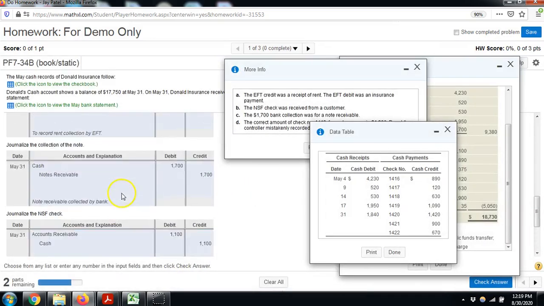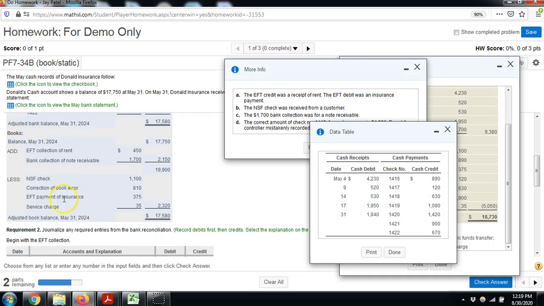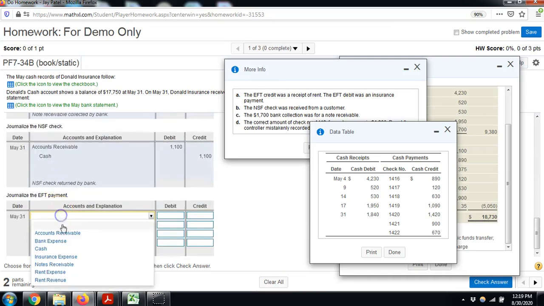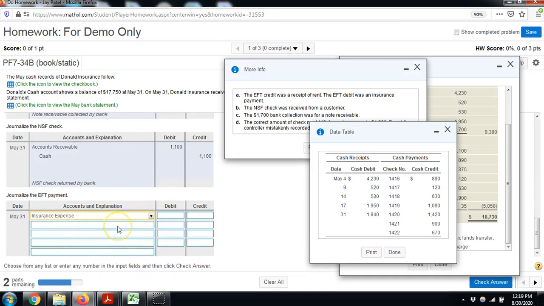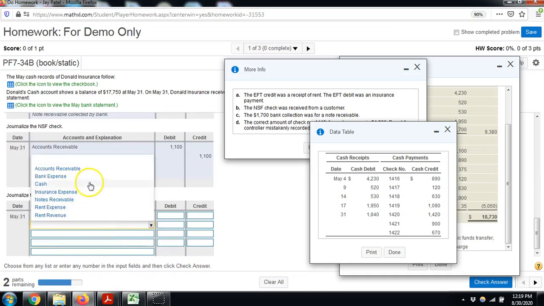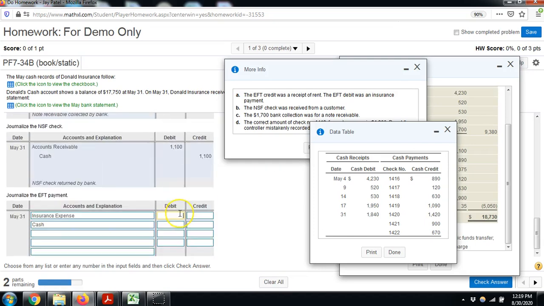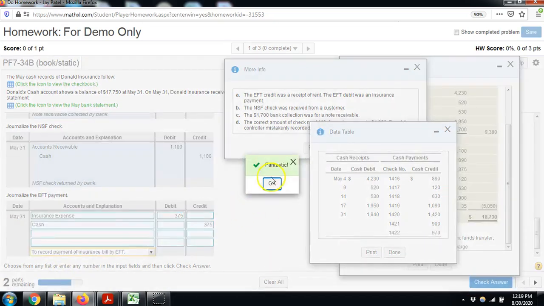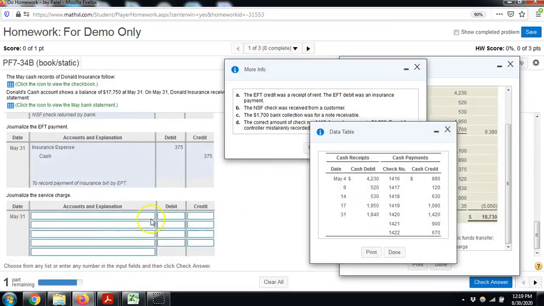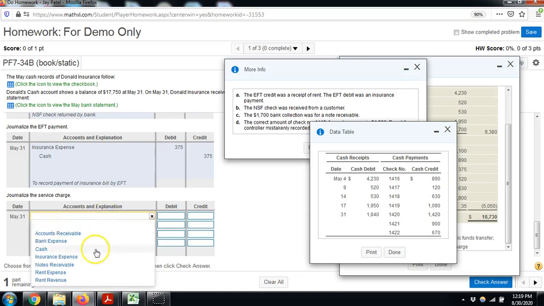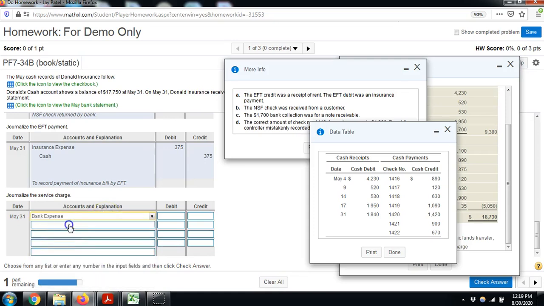Okay, now journalize the EFT payment. So this payment was for insurance. So we have an insurance expense, and we have cash going out of $375. And then finally the service charge. So again, this is an expense. It's going to be a bank expense. It's cash that we're using to pay it. It's $35.